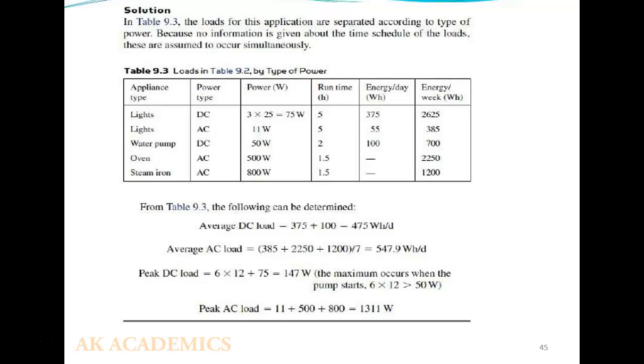Now to find the peak DC load, it will be the DC power, which is 75 watts here, plus the second DC power, which is 50 watts. So since we are looking for peak load, we have to consider the starting current for the water pump.